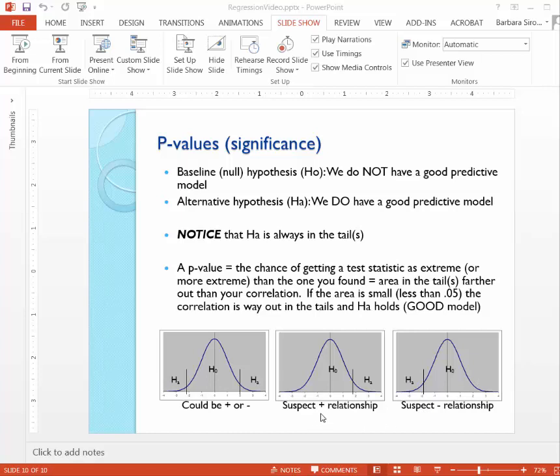I do have 3 different pictures. One is if we suspect a positive relationship, which means we put all the area for HA here. One if we suspect a negative relationship, where everything is down close to the -1. And here is if the relationship could either be positive or negative, and we don't know up front what it'll be. Big point: if the area farther out than your correlation coefficient is small, meaning less than 0.05, that means your correlation is way out in the tails and the HA holds. Bottom line, if the p-value is less than 0.05, we have a good predictive model.